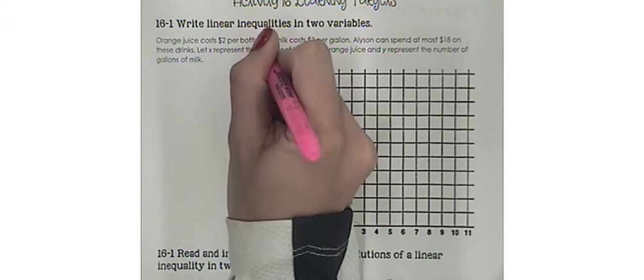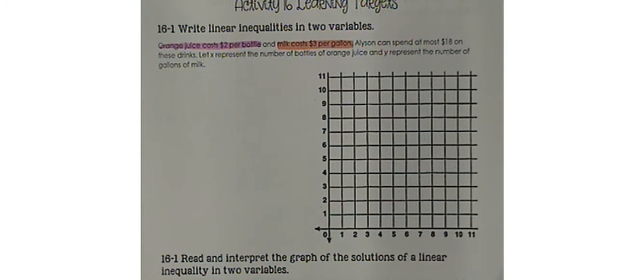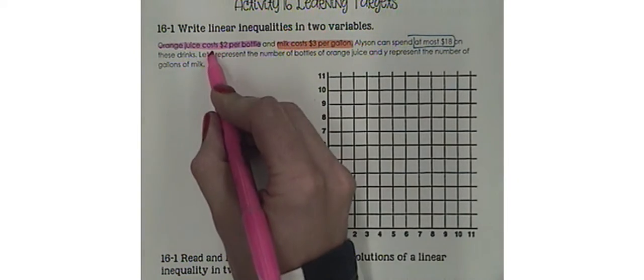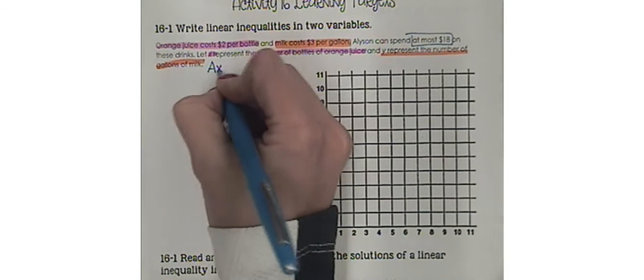An orange juice costs $2 per bottle, and milk costs $3 per gallon. Allison can spend at most $18 on these drinks. X stands for the number of bottles of orange juice. Y represents the number of gallons of milk. So we are going to write this in standard form.